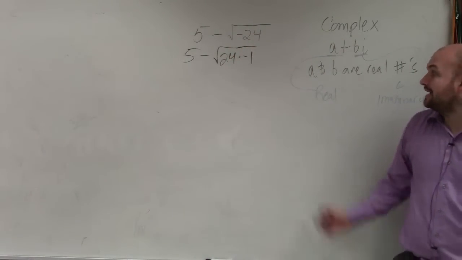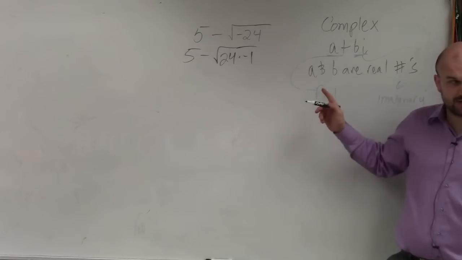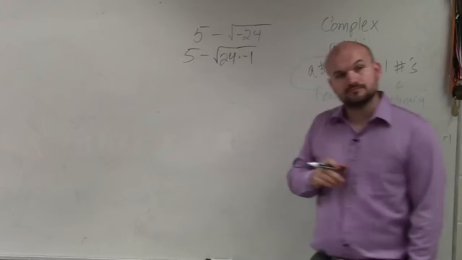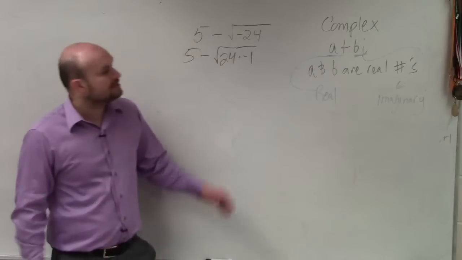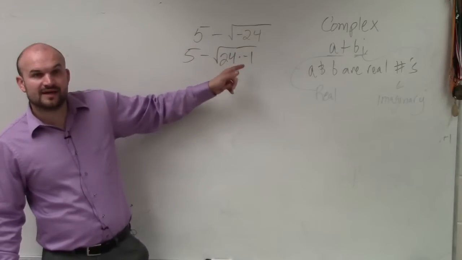a, b, I is the imaginary part. A is the real part. I just think that A and B are the real numbers. Yes, a and b are real numbers. So I can simplify this.